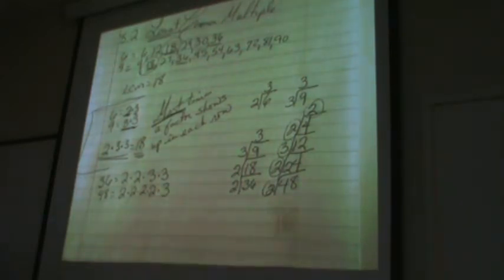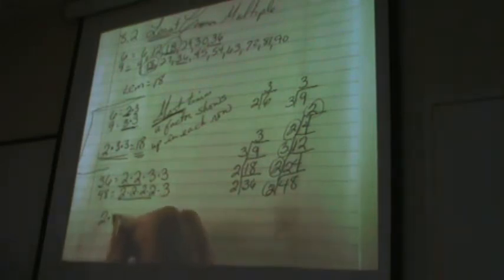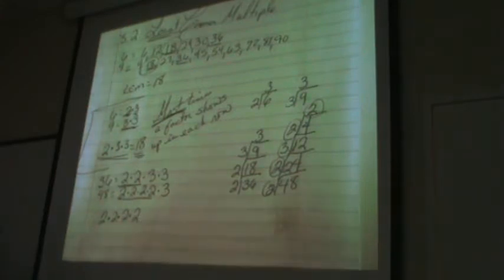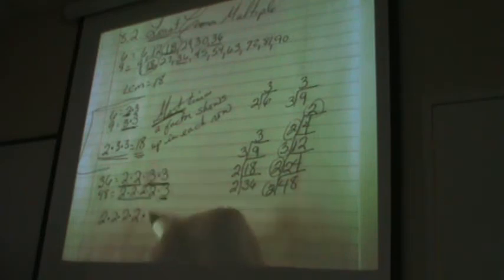Now the most times the 2 shows up: in this one we have 1, 2, and in this one we have 1, 2, 3, 4. So we need to have 4 of these 2s in our least common multiple. The most times a 3 shows up: we have 1 and we have 2. The most was 2, so we have 2.